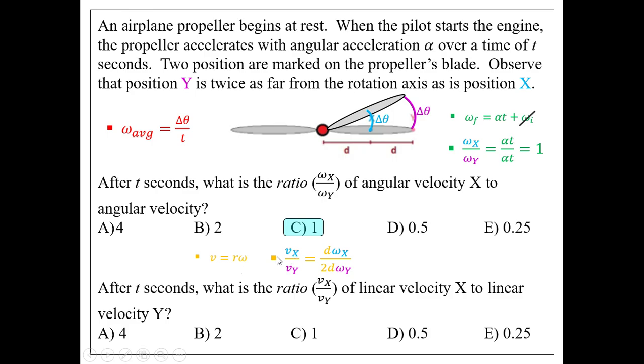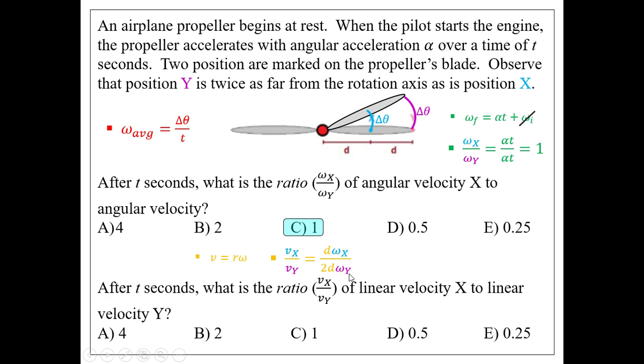But what is r for Vx? R is just d, because if you look at point x, it's just the distance d away. Well, what's omega? It's just omega x. And likewise for Vy on the bottom. Well, how far is it from the axis of rotation? And once again, in the diagram, here's the center of the whole entire propeller. If you go from the center red dot to where point y is, that is the distance 2d. That's why there's the 2d on the bottom.